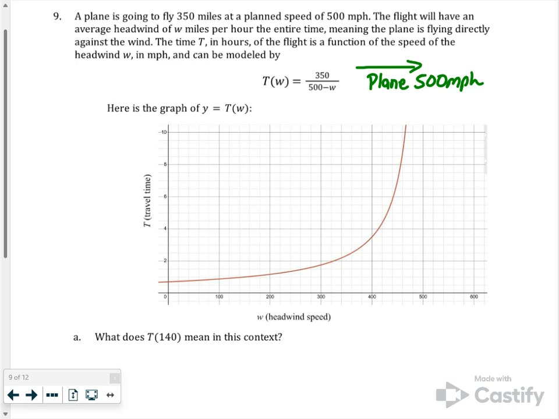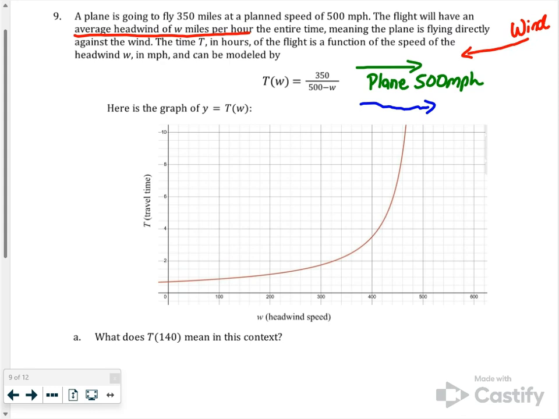So when it goes into this next part, it says the flight will have an average headwind of W miles per hour. So when a plane goes in that green arrow direction and there is a headwind, this is headed towards the plane. So what ends up happening is that the plane is going to be slower because the wind is pushing against the plane. So when the wind is pushing against the plane, it actually makes the plane travel slower, right?